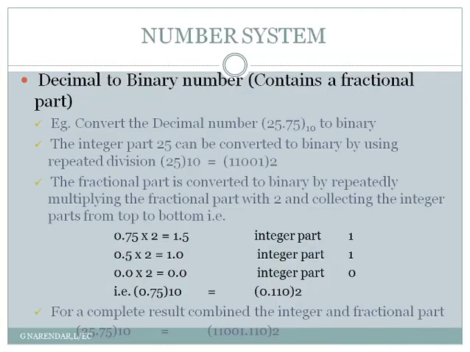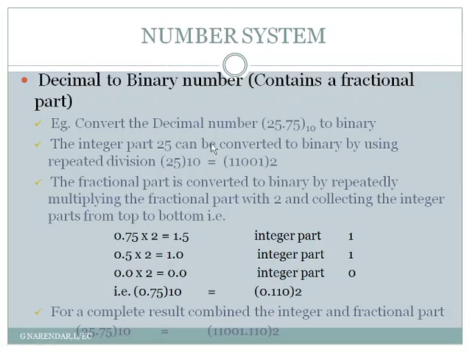In the second case, if the decimal number also has a fractional part, what you have to do is separate the integer part and fractional part. So the conversion process is done in 2 steps. One is to convert the integer part separately, and in the next step convert the fractional part separately, and combine the result.